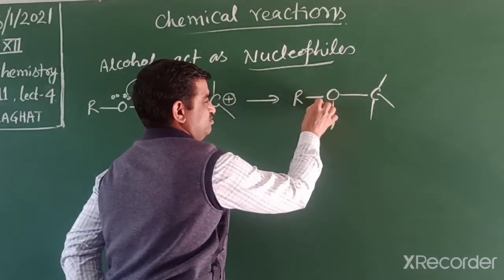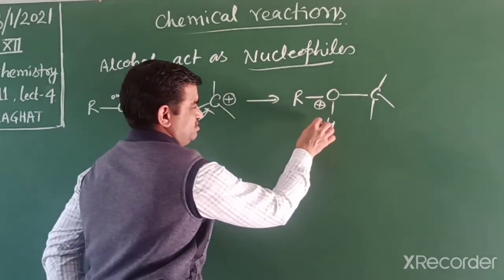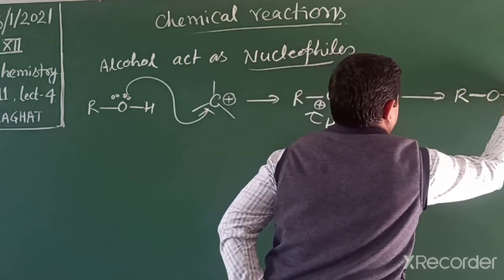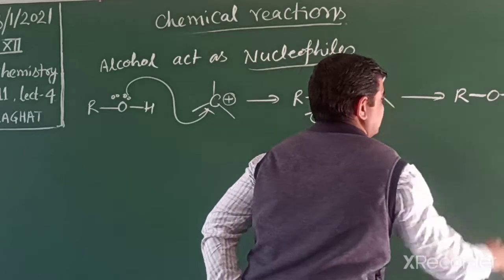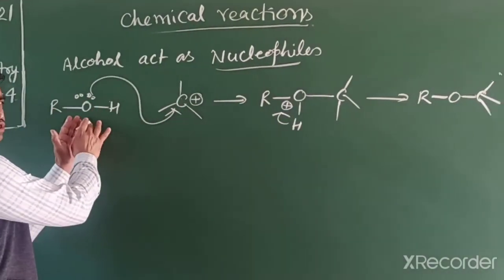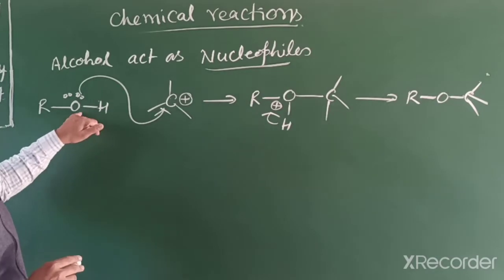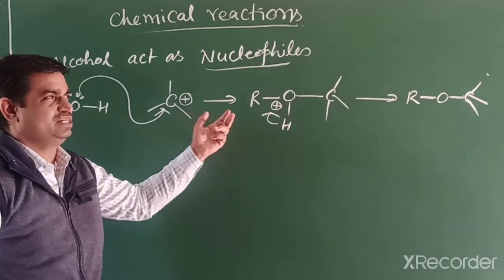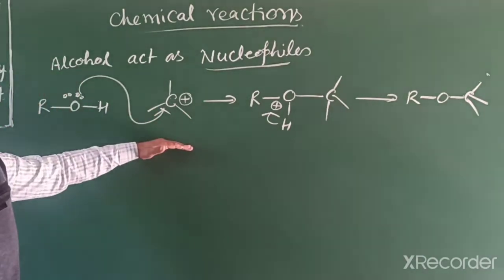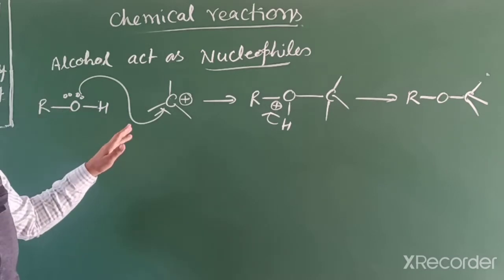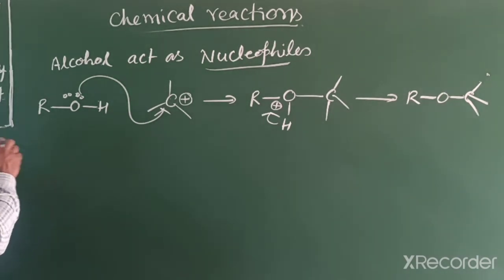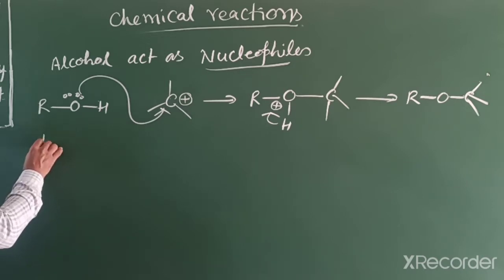Oxygen gets a positive charge and after that there is deprotonation and we get the product like this, means ether. When the oxygen-hydrogen bond dissociates, at that time alcohol acts as a nucleophile. So this one is an example, and there are other examples also. When alcohol reacts with any metals, at that time also it behaves as a nucleophile. In esterification reactions also.